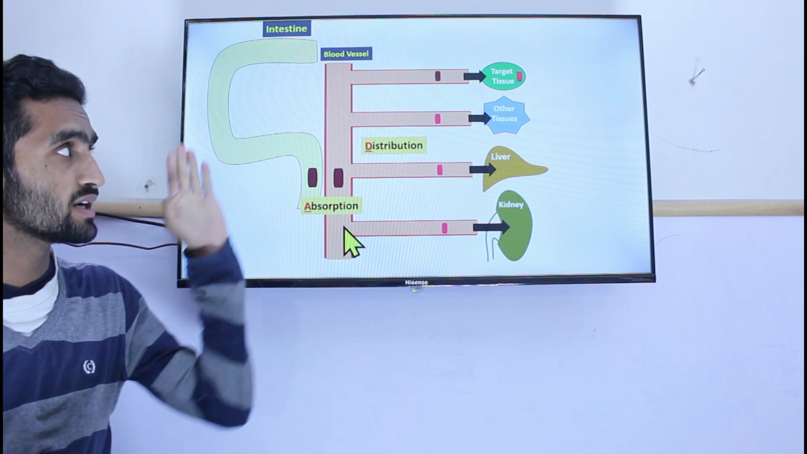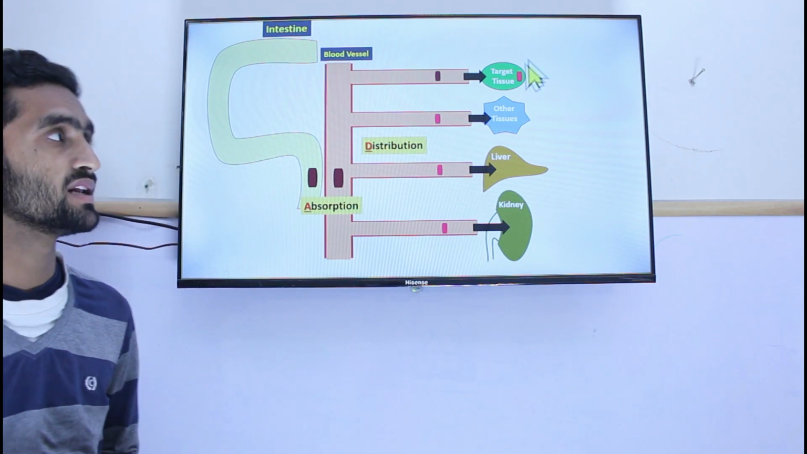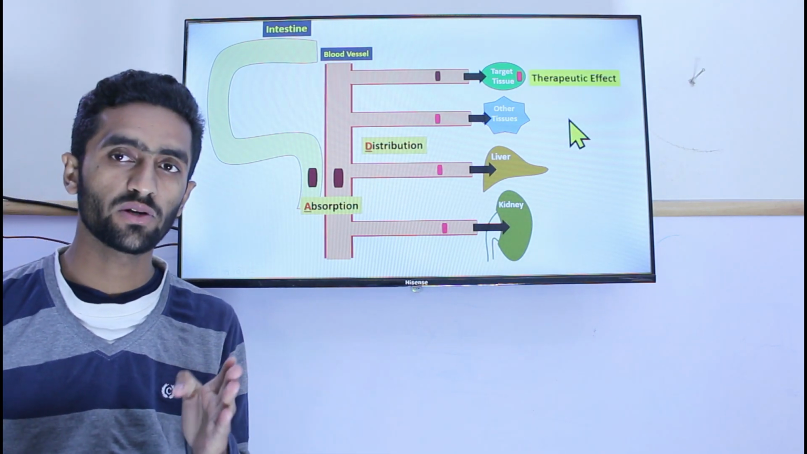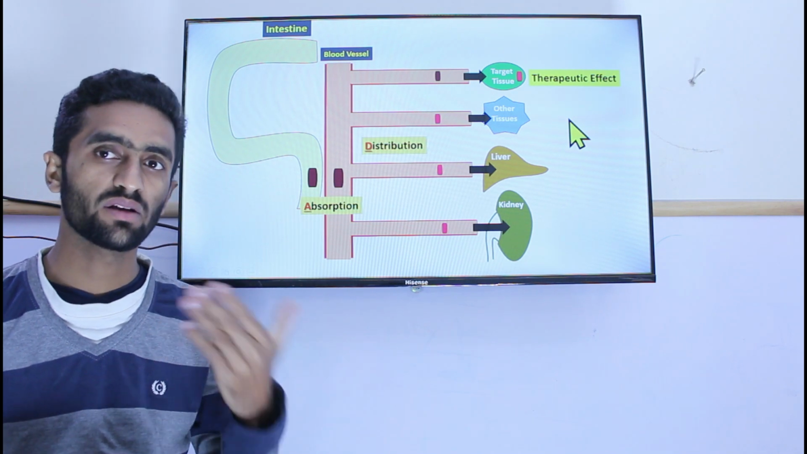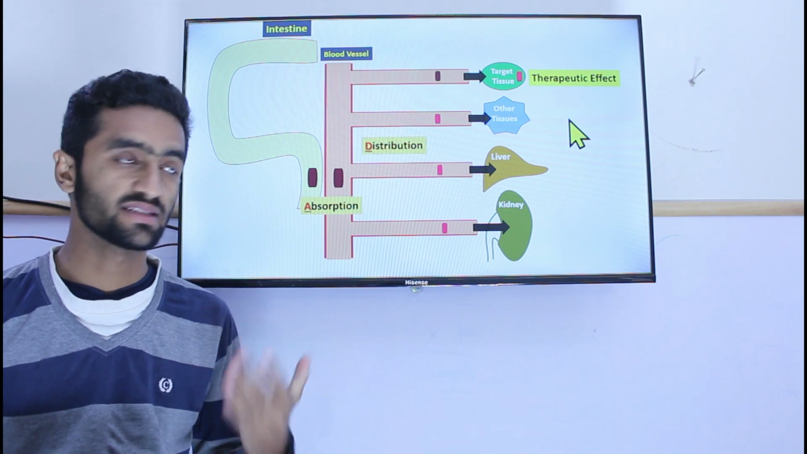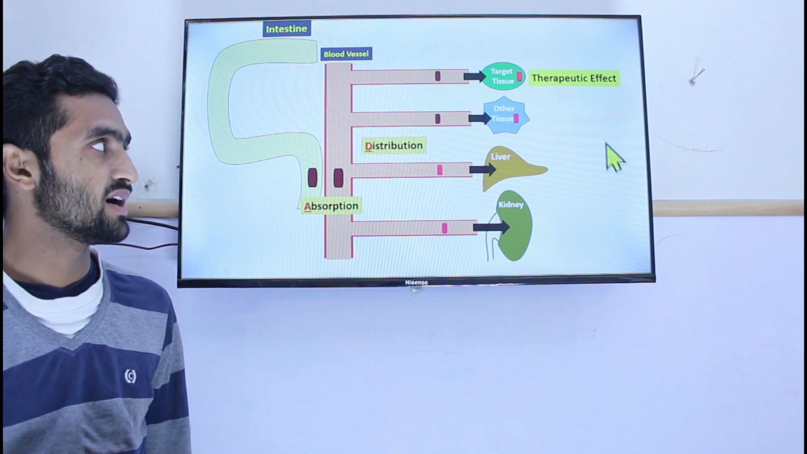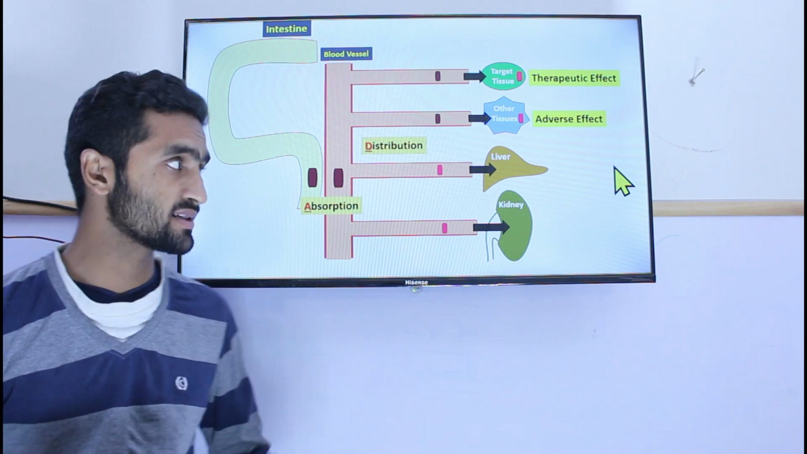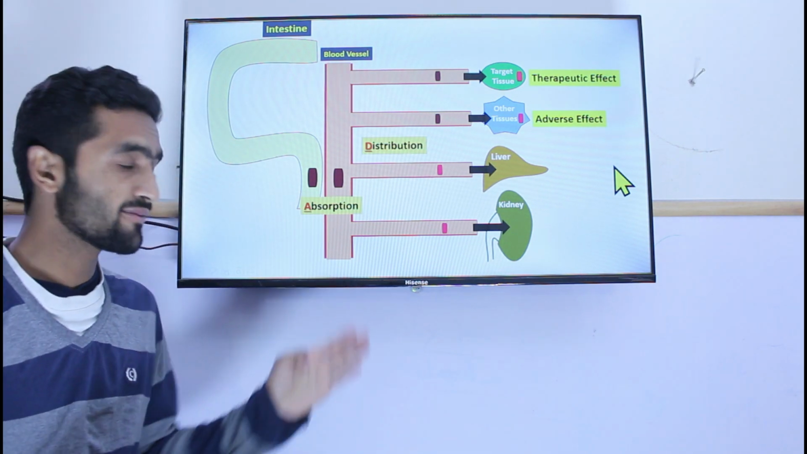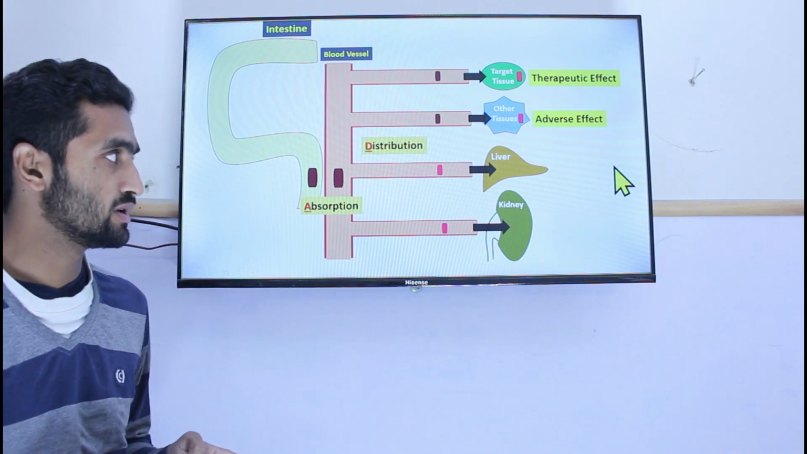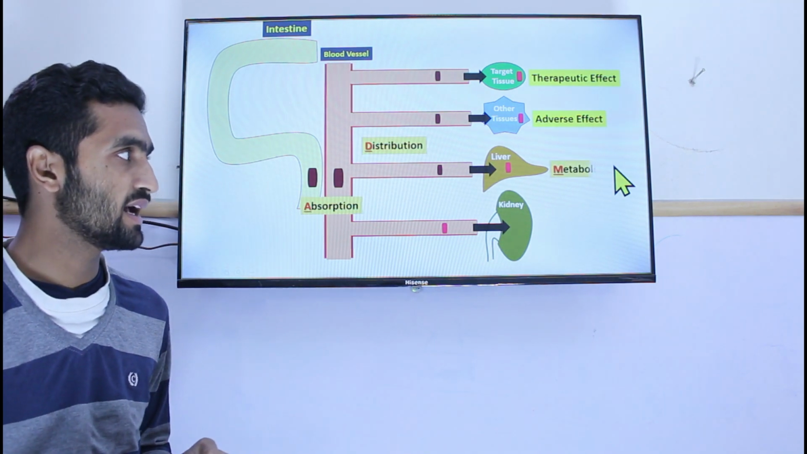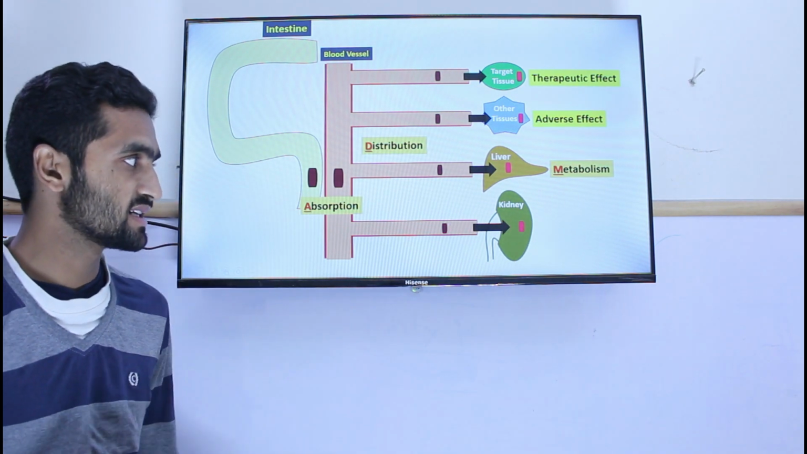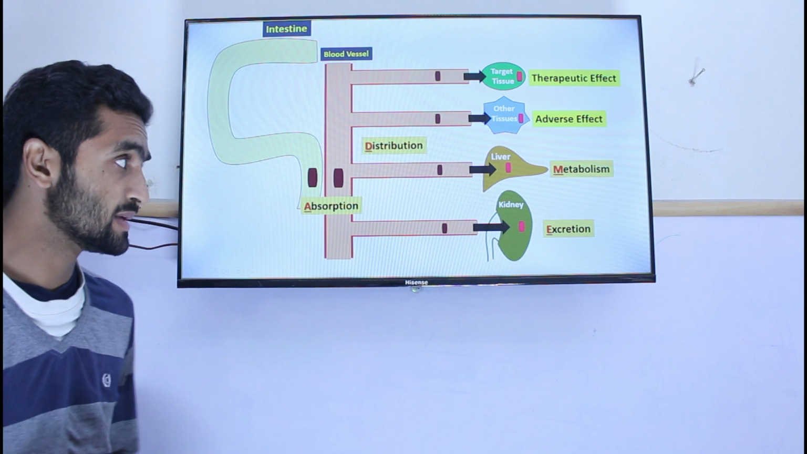If it goes to the target tissue, what does it do? It performs its actual job. That is what we consider therapeutic. Therapeutic means therapy, which means going for the treatment. That is our concern, the therapeutic effect. If in other tissue it causes some adverse effect, we consider it a side effect. If it goes to the liver, that is where it is metabolized, and by the kidney, it is for the excretion.